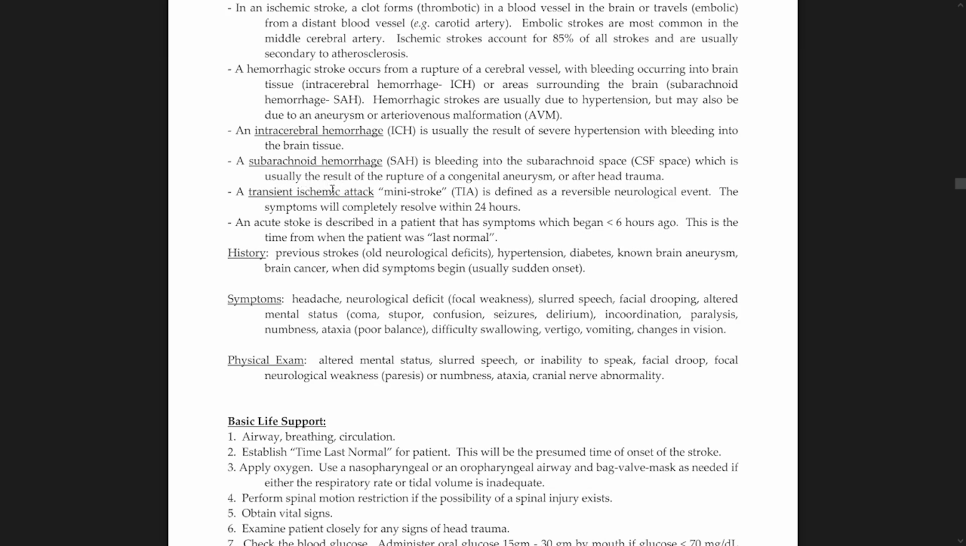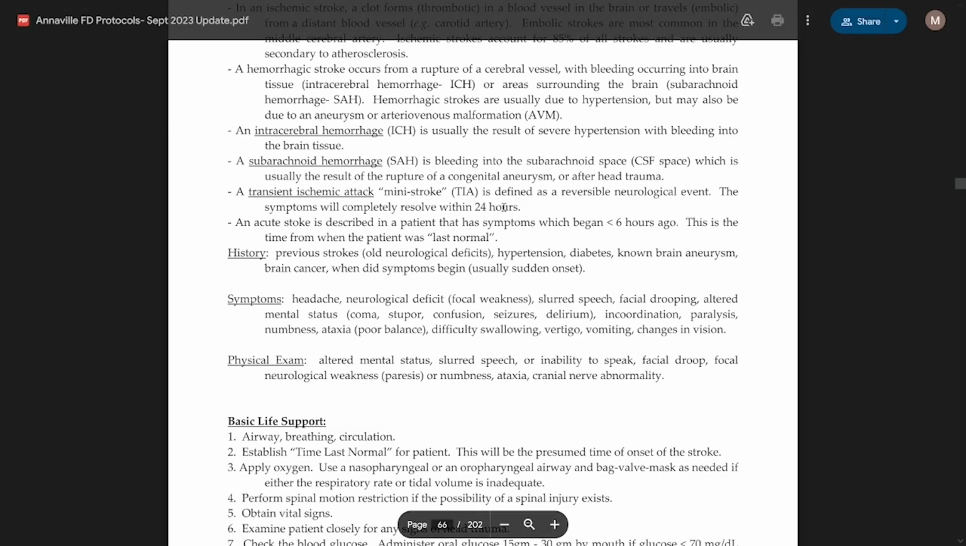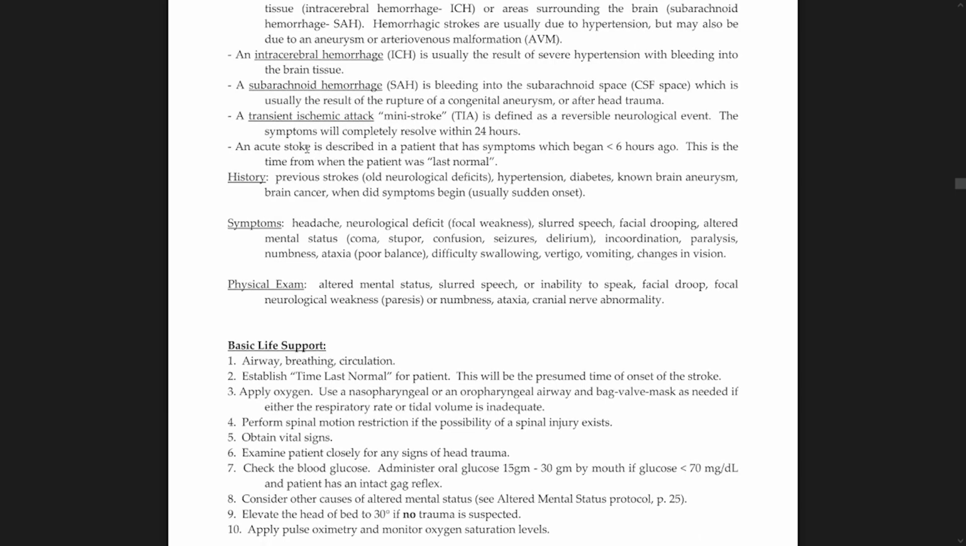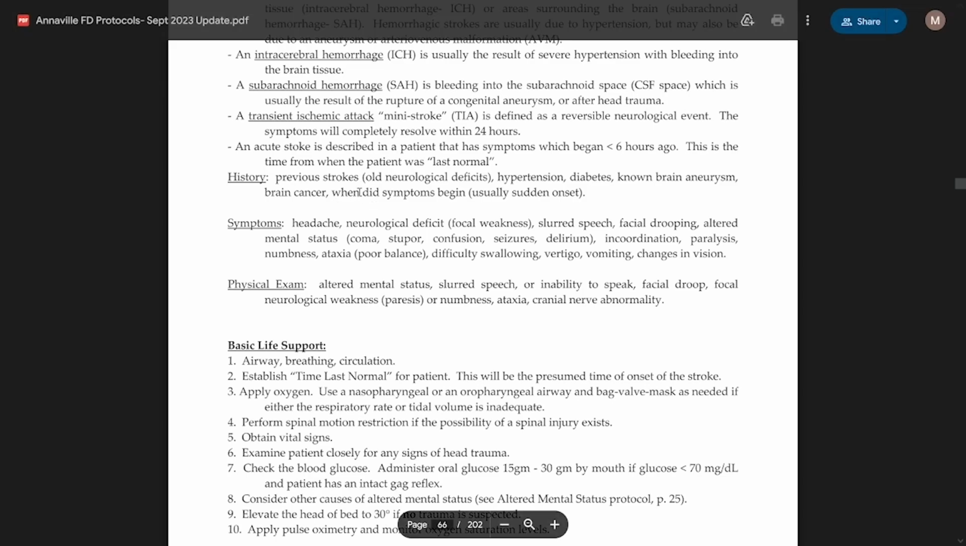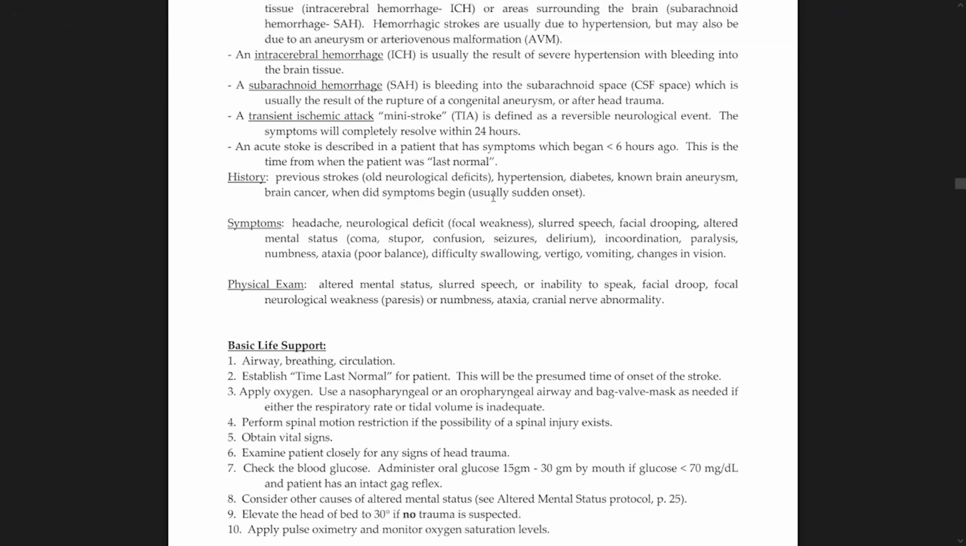A transient ischemic attack, or a mini stroke, a TIA, is defined as a reversible neurological event. The symptoms will completely resolve within 24 hours. An acute stroke is described in a patient that has symptoms which began less than 6 hours ago. This is the time from when the patient was last seen normal. For the history, you want to check if they had previous strokes, old neurological deficits, or hypertension, diabetes, known brain aneurysms, brain cancer. When did the symptoms begin? When was the sudden onset?